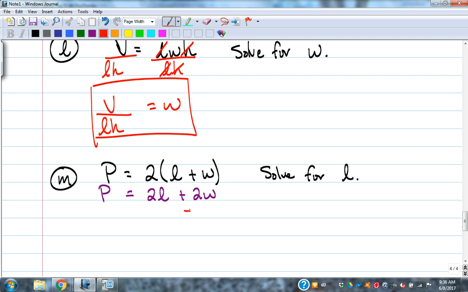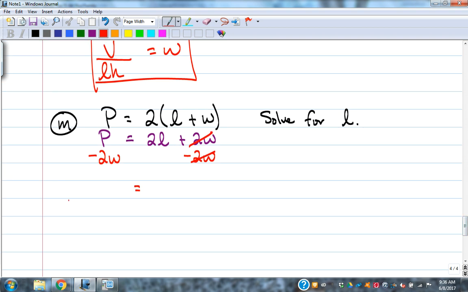Very good. That gets the things that are not L's away from the L's. So that's just going to be P minus 2W is equal to 2L. We're almost there. Divide by 2. So if I divide that whole side by 2, or each individual thing by 2.